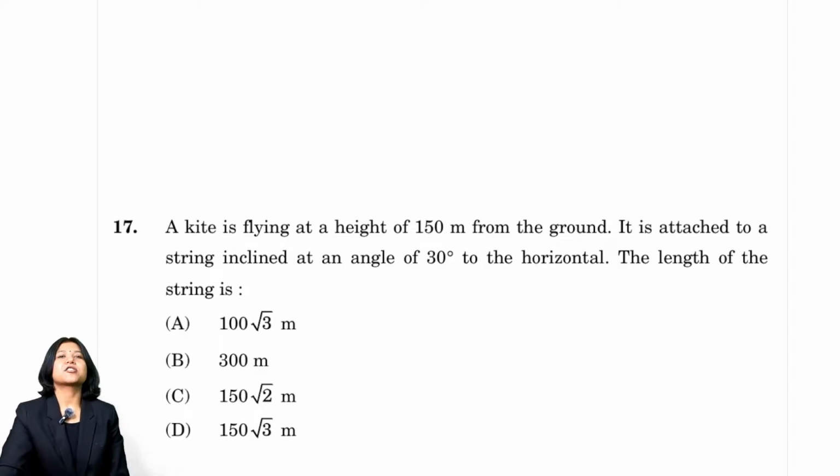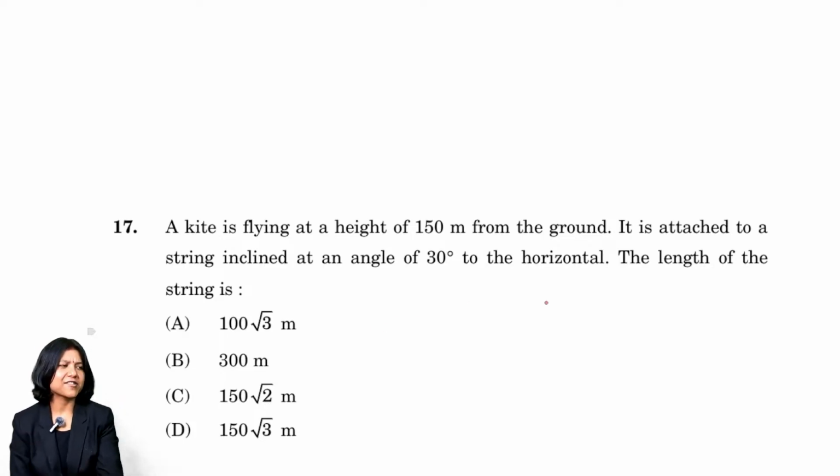The next question is from trigonometry. Again, this is precisely from applications of trigonometry. So, how do you approach a question like this? Very simple. You are playing with a kite. Obviously, if you are playing with a kite, you don't roll your kite vertically upward. It has to go in an inclined manner, right? The string will be attached in this manner and your kite will be somewhere here, and you will be here.